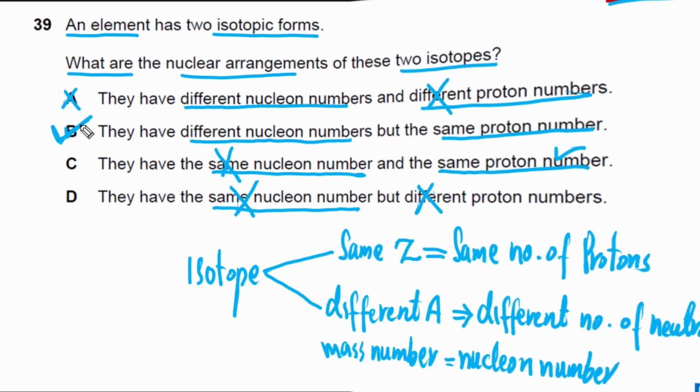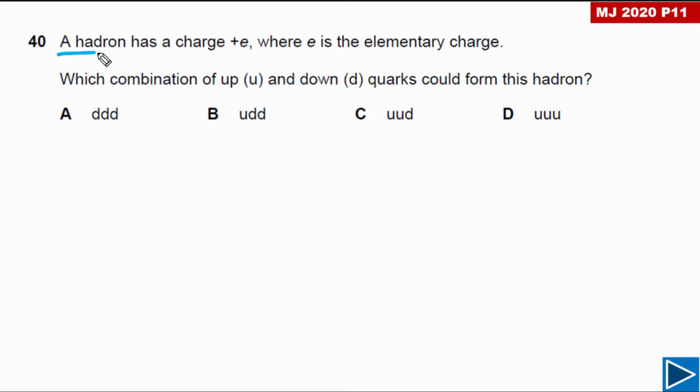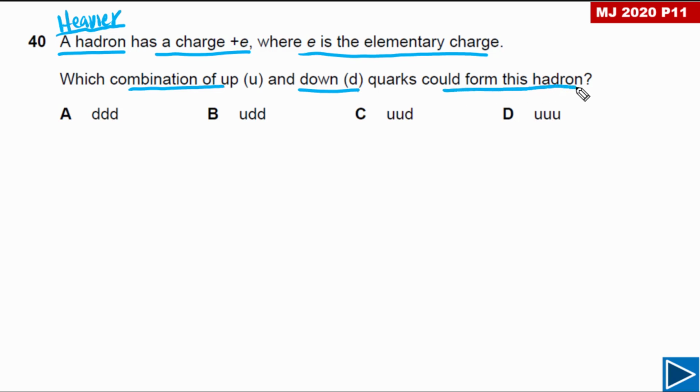That's the answer. For this question, it is given to us that a hadron has a charge plus e. When we talk about a hadron, we are talking about heavier particles, H for heavier. Plus e, where e is the elementary charge. This is equal to the charge on a single electron or single proton. The question is asking us which combination of up and down quarks could form this hadron, a hadron which has charge equal to plus e.